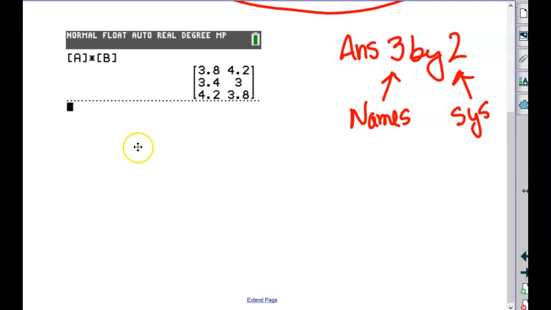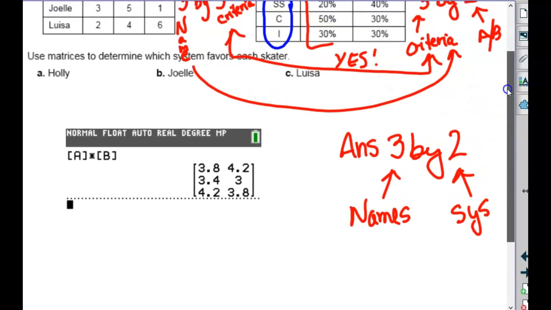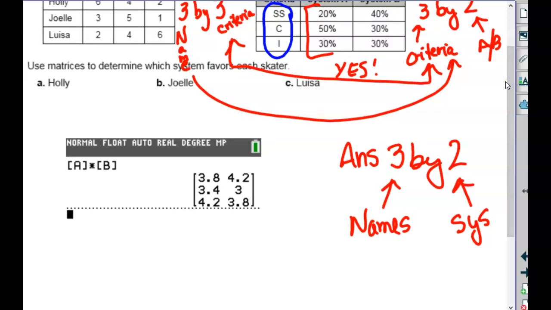So, again, the answer matrix was Holly, Joelle, and Louisa, system A and system B. Is everybody okay? So, use matrices to determine which system favors each skater. What system favors Holly? Holly likes which one better? B. Joelle likes which one better? She likes A better, but she's still going to lose, right?